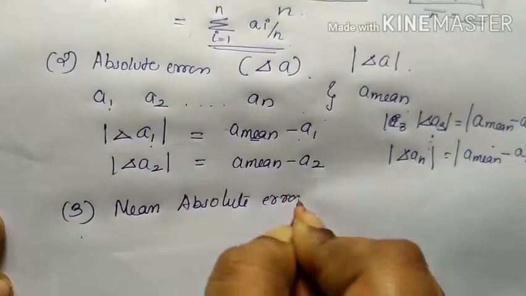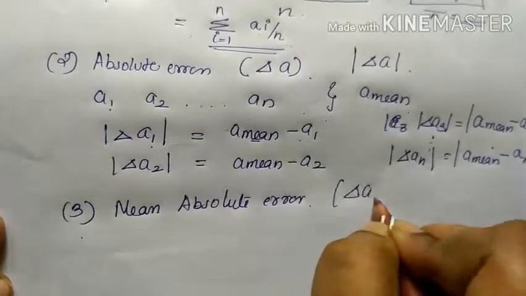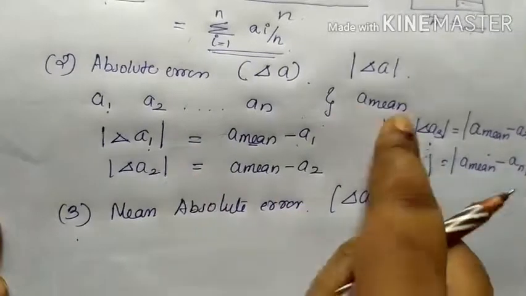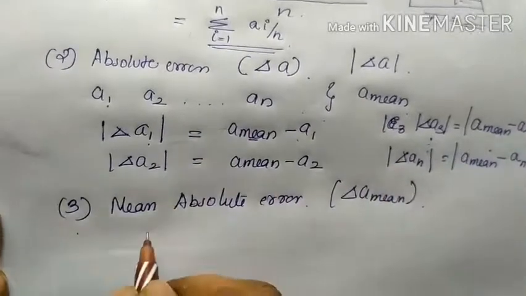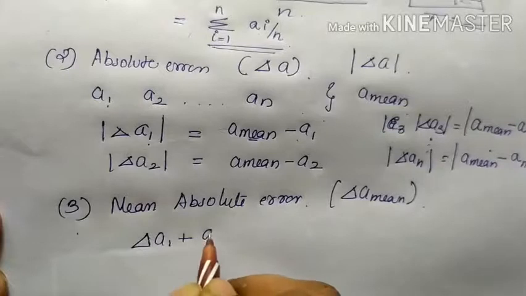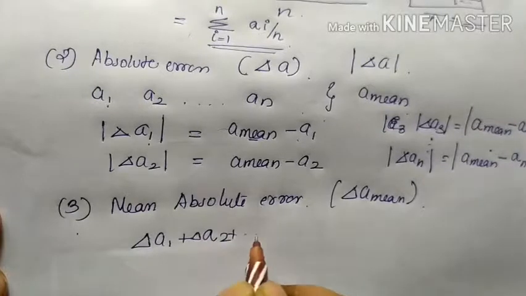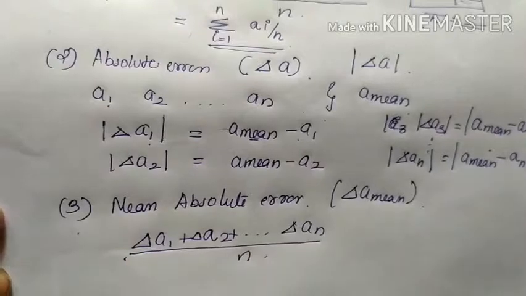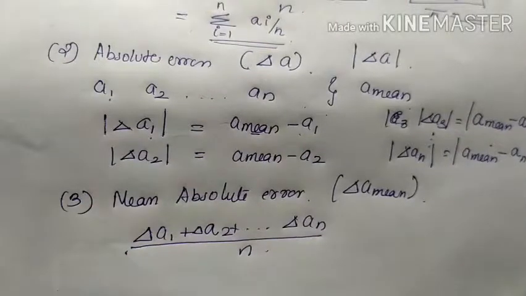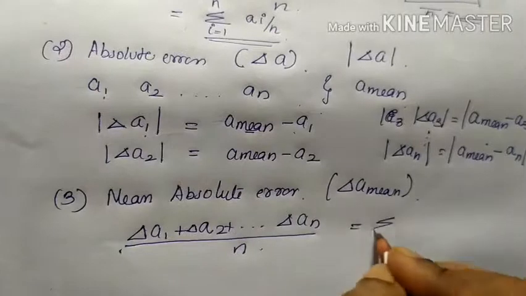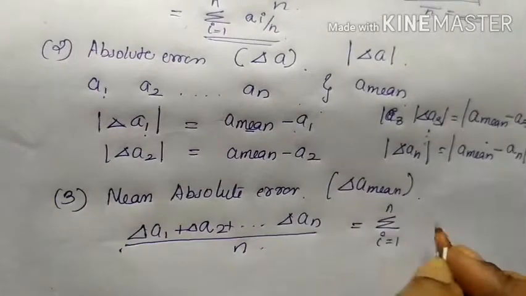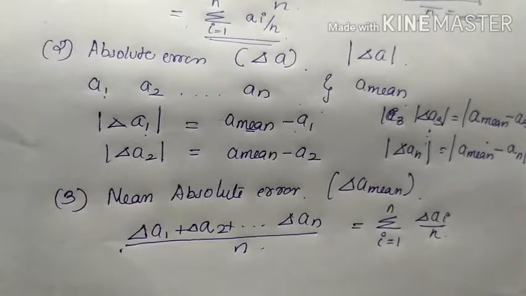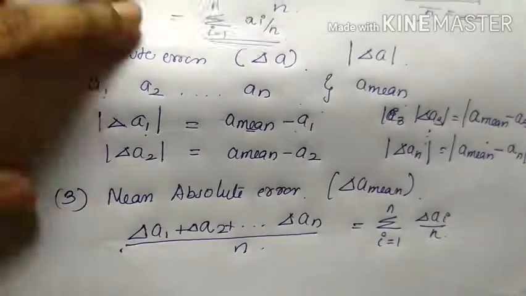And the third point, which is mean absolute error, you can understand from the name itself. It is delta A mean, that is the mean of these absolute error values. That is delta A1 plus delta A2 plus so on up to delta AN, whole divided by N. That is the mean absolute error. Or I can write it in summation form as sigma i equal to 1 to N of delta Ai by N. This much is clear.